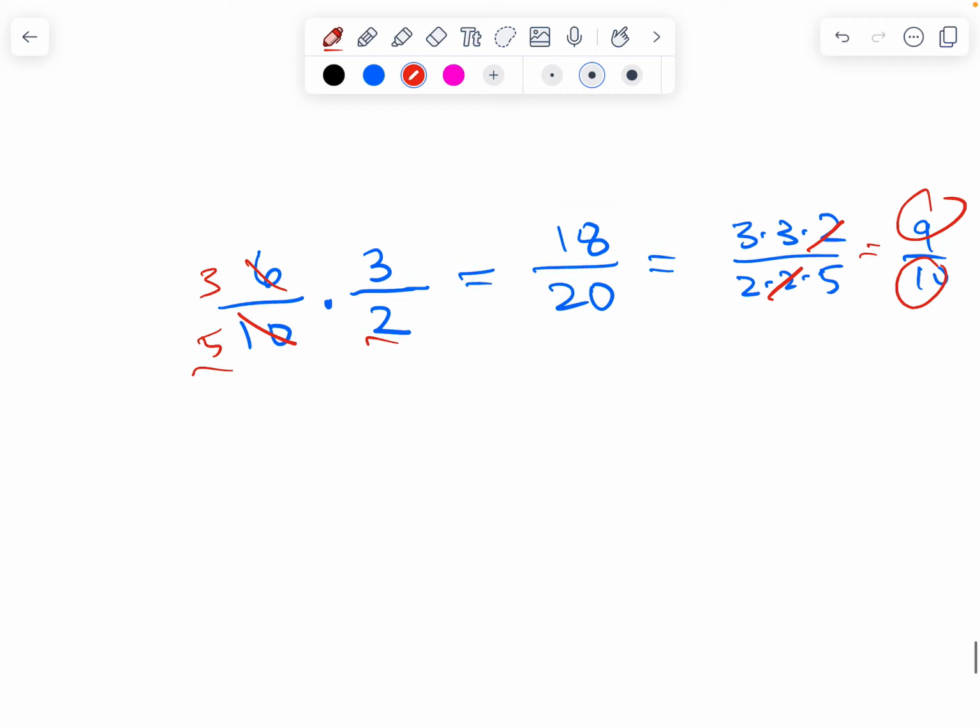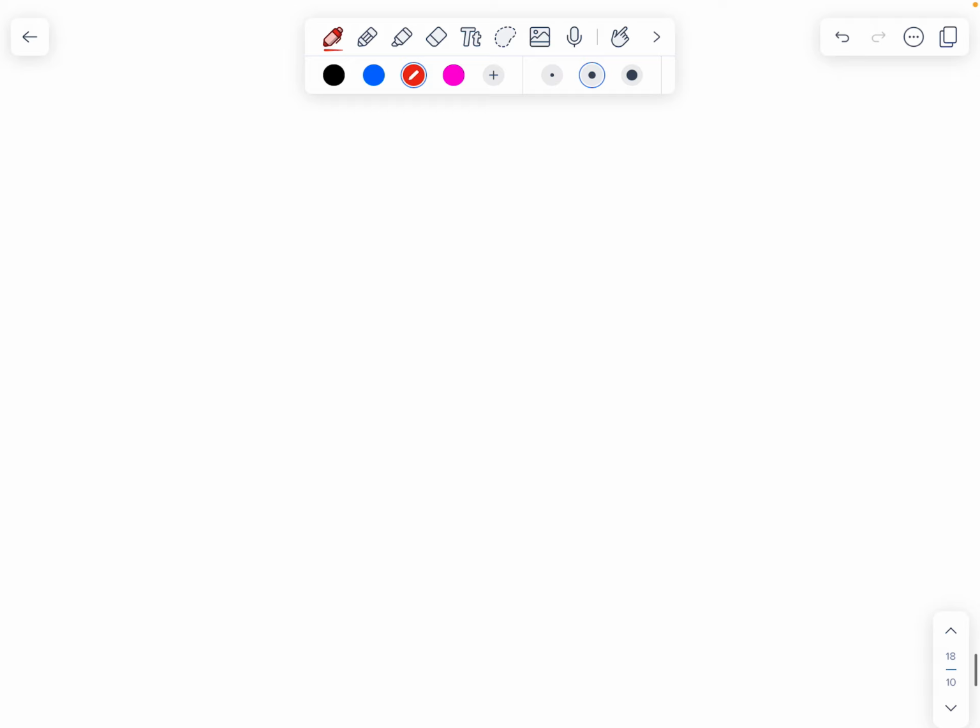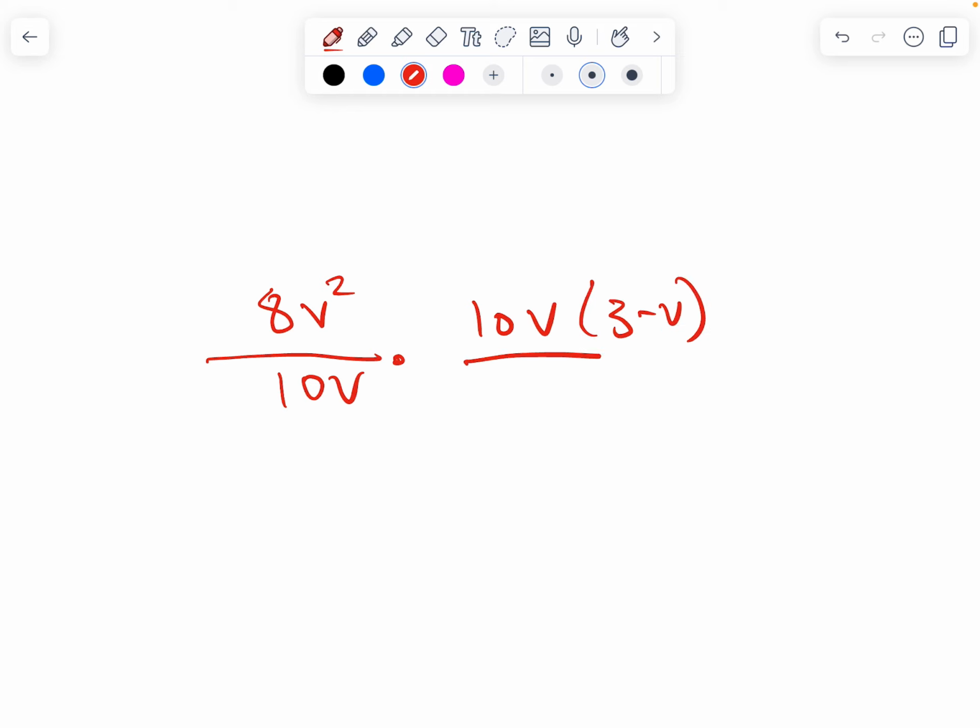Okay, so let's apply that to something like what you're going to see on the quiz here. Let me write this down, and I'll give you a second to solve it. 8v squared, and on the bottom, we have 10v times 10v. And then we've got a v plus 2, v minus 3 on the bottom. Okay, so go ahead and pause the video and solve this on your own.